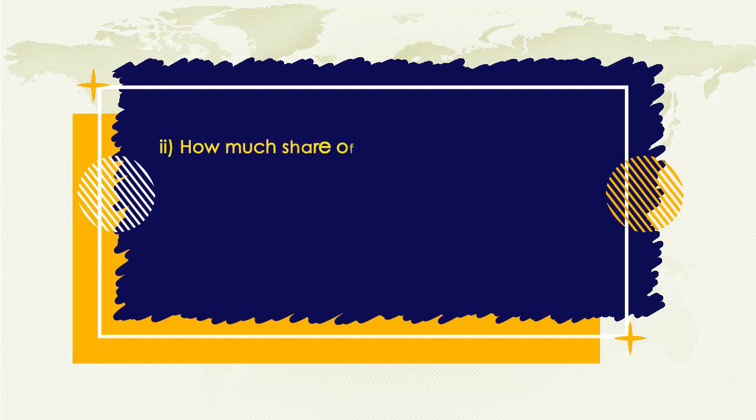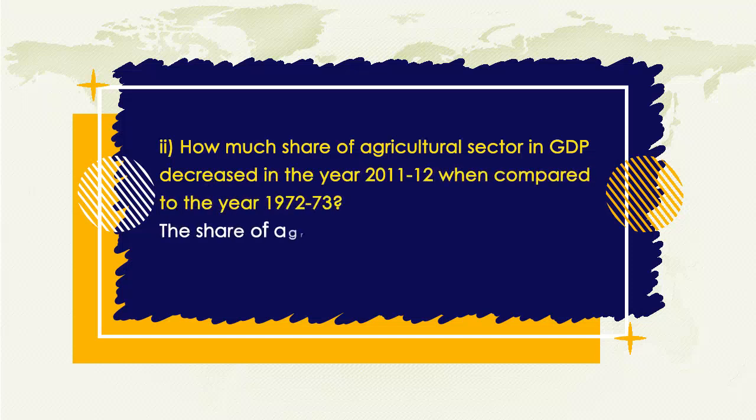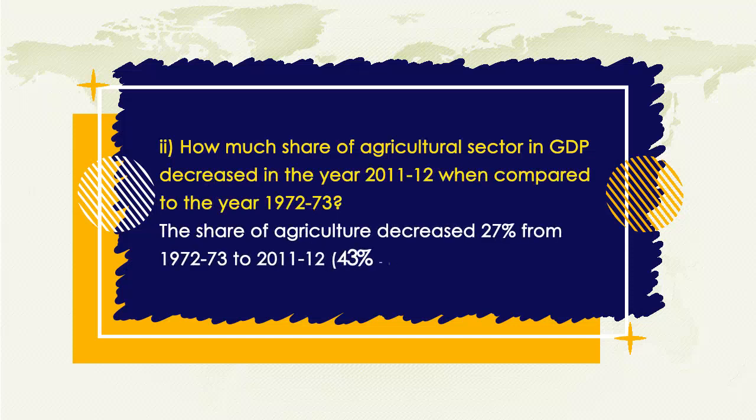2. How much share of agricultural sector in GDP decreased in the year 2011-2012 when compared to the year 1972-73? Answer. The share of agriculture decreased 27% from 1972-73 to 2011-2012, 43% to 16%.